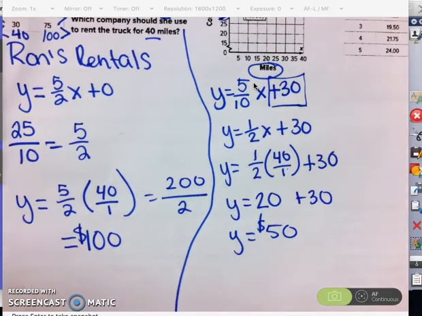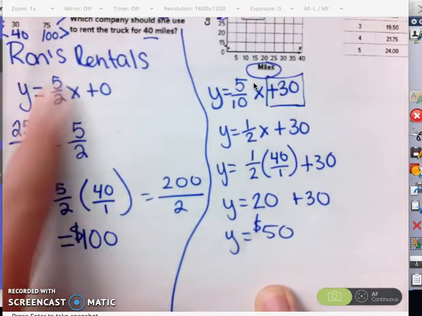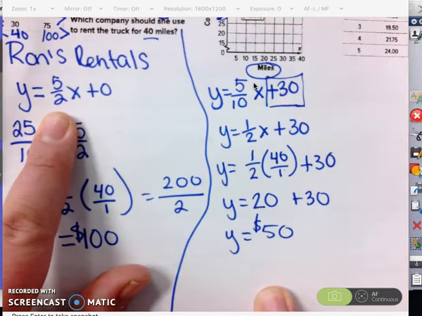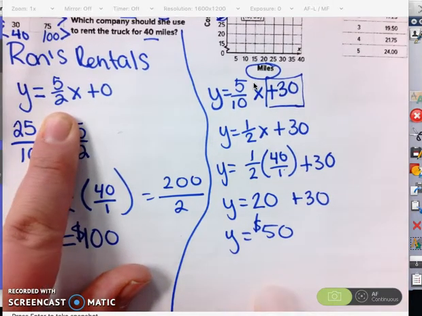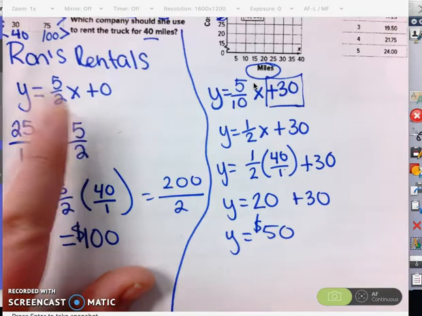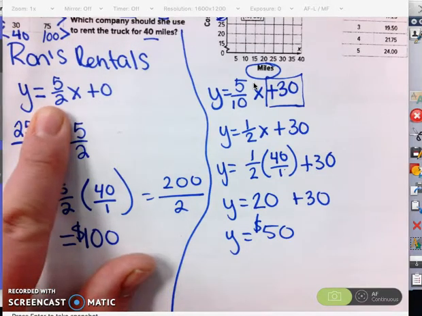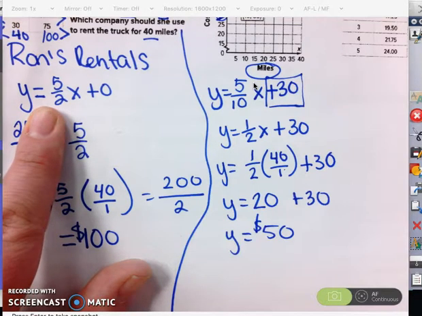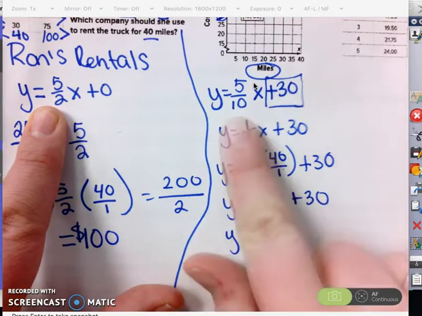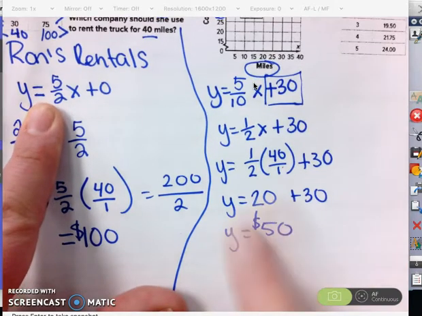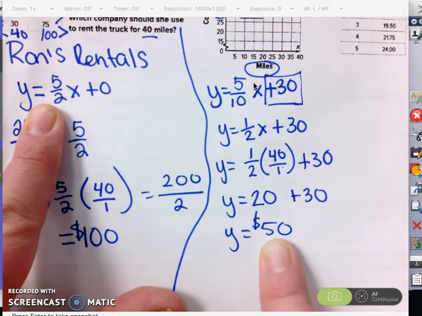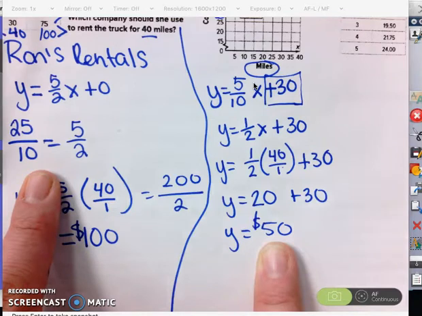Now, these two, if you think about it, this 5 over 2 is 2.5, right? That means it's $2.50 per mile. So if you go 1 mile, it's $2.50. If you go 2 miles, it's $5. Well, here, this is the better deal for this instance, but maybe for a different one, it would be the worst deal.